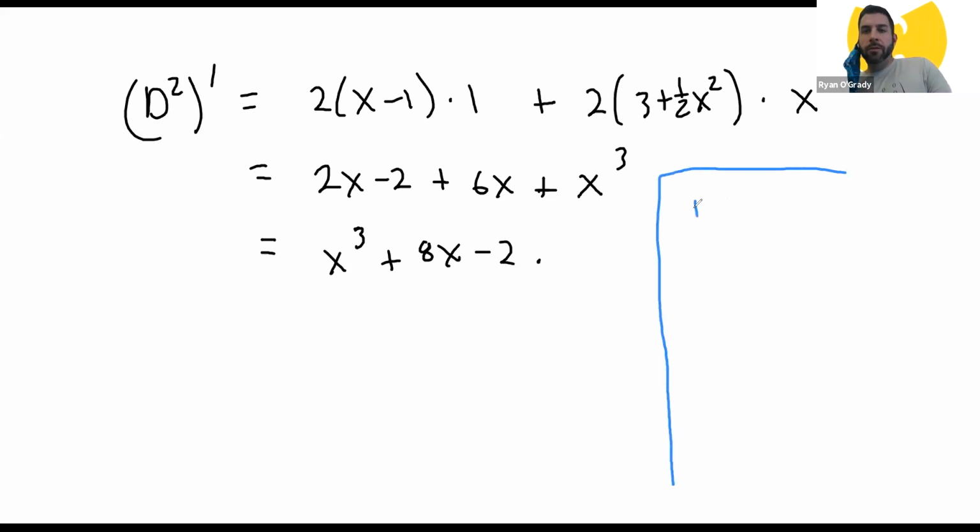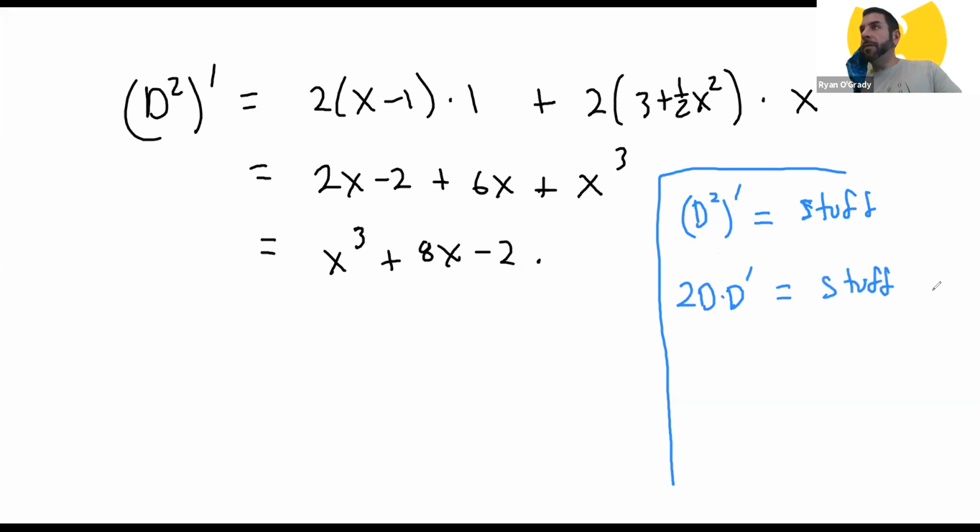Let's look at d squared. Now, just to be clear, this is a function of x, right? So let's look at d squared prime, and it equals stuff. I don't care what it is. In this particular problem, it equaled this stuff, right? Now, if I look at the left-hand side, if I rewrite that, d squared prime, by the chain rule, becomes 2d times d prime, correct? And then this is equal to the same stuff.